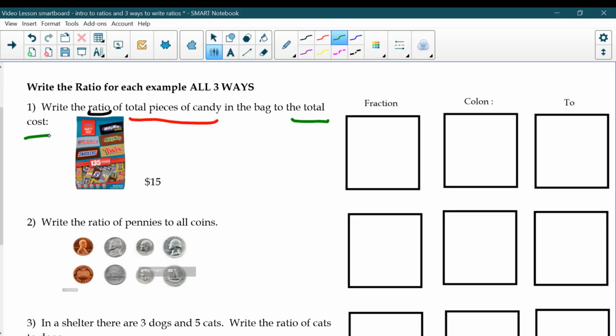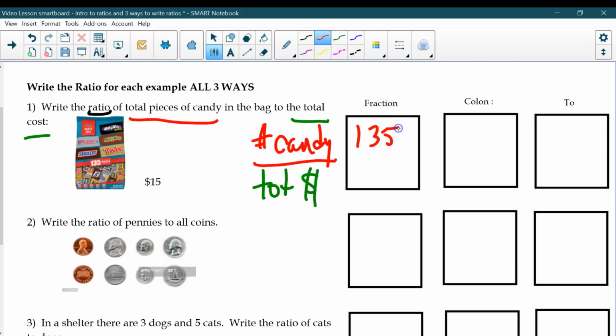So what's our first number? So we have the number of pieces of candy is going to be our first number. And what's our second number? Right, the total cost. So let's write that down. What is the total number of pieces of candy according to the bag? 135. And then what's the total cost? $15. So we have 135 pieces of candy to 15.